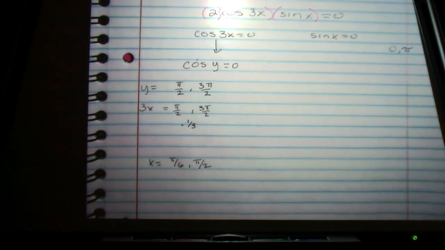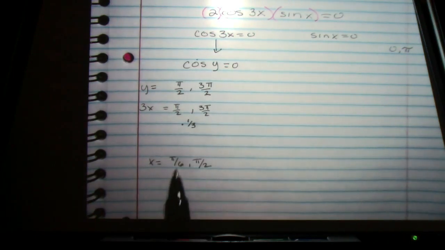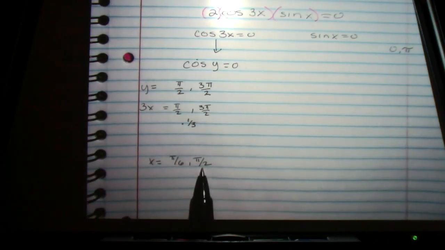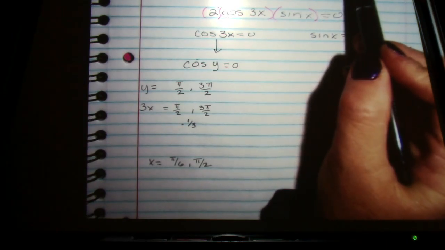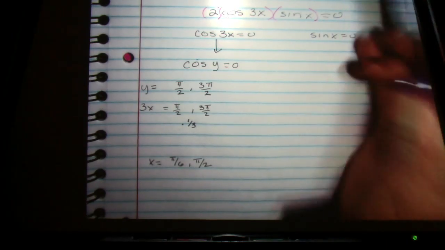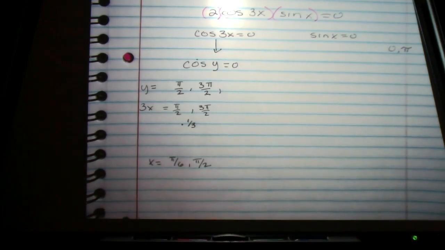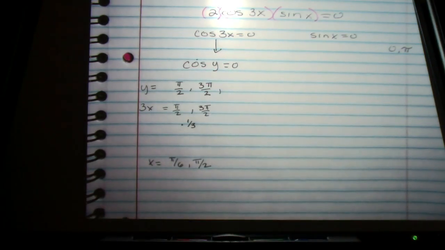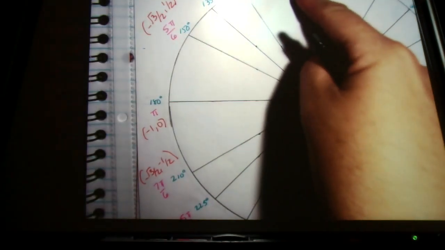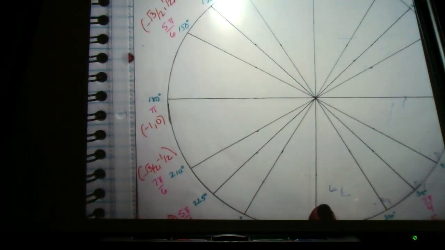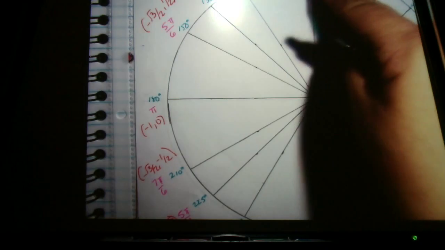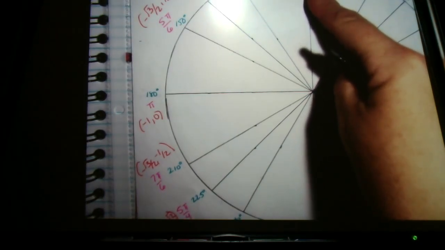Now, these numbers are fairly small. I want all x's between 0 and 2 pi. So we need to keep going. So if pi over 2 is an answer, 3 pi over 2 is an answer, I rotate another, what's this one going to be?